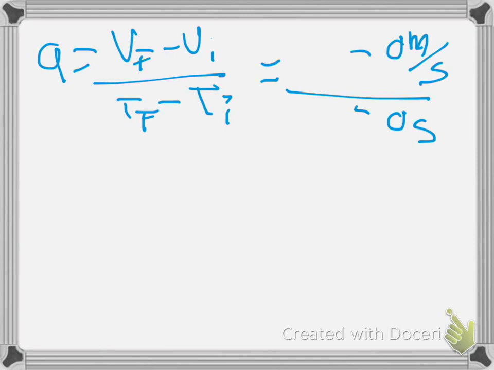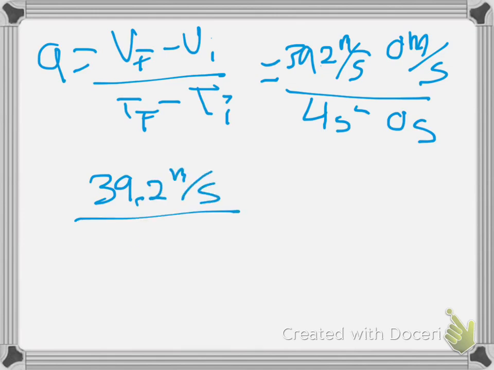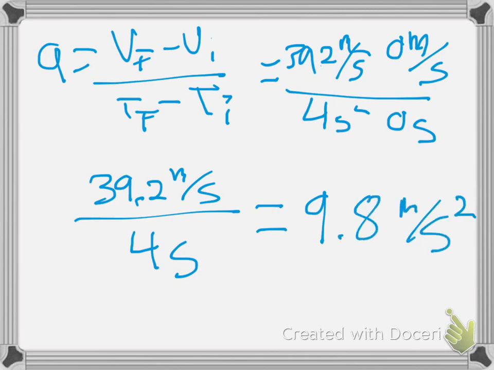Then what was our final velocity? 39.2 meters per second, okay? And then how long did it take us to reach that speed? 4 seconds, okay? So essentially, because both our starting velocity and our starting time were 0, we just need to take 39.2 meters per second divided by 4 seconds. When we do that on our calculator, what does it come out to? 9.8 meters per second squared, like the inclusion of the unit there, okay?